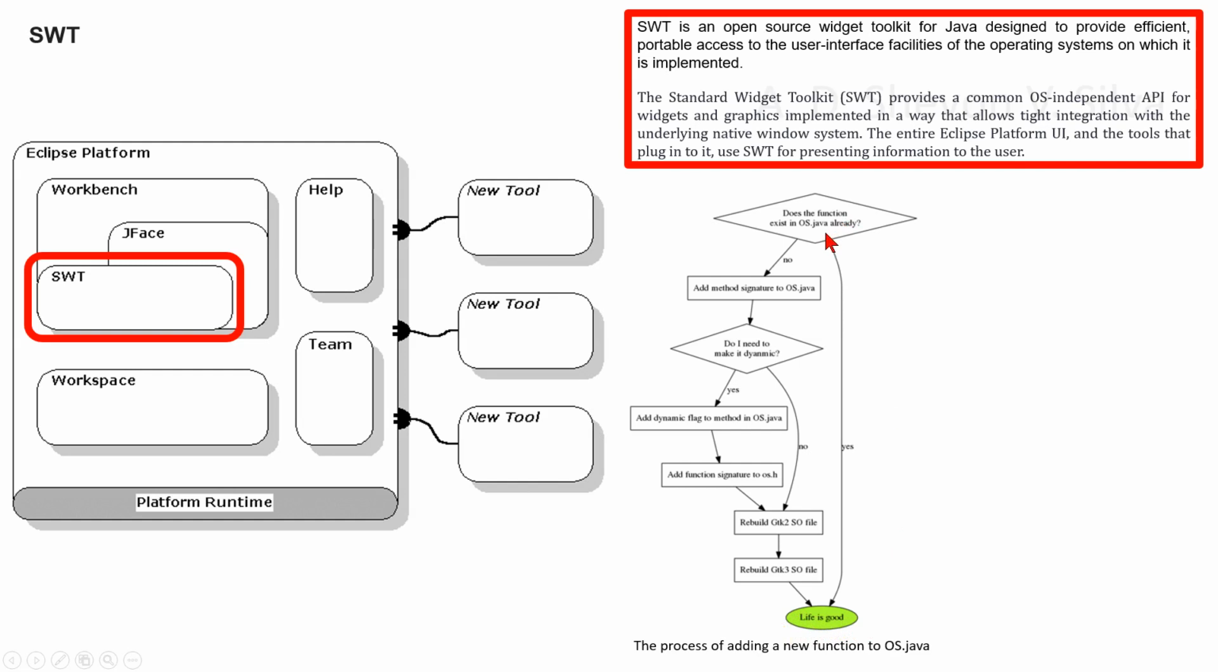Does the function exist in os.java already? If yes, then it's connected to the function. Here life is good. In other cases, new functions are introduced in GTK3 and old functions are deprecated. In these situations, we need to manually add these method signatures to the os.java and os_custom files.